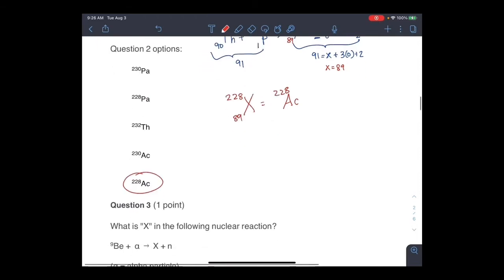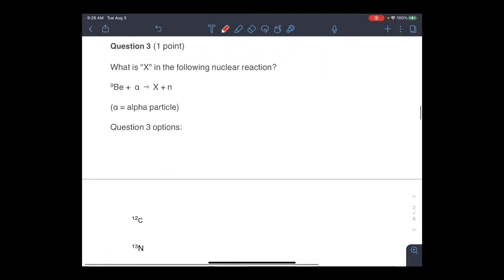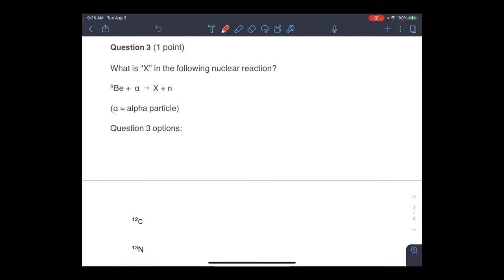Let's do one more together. I think we've got one more. Yep. All right. So what is X? Again, I kind of clarified because it might be hard to tell. I've got a beryllium 9 plus an alpha. Remember that was 4 and 2. Going to X plus a neutron. Remember the neutron is 1 and 0.